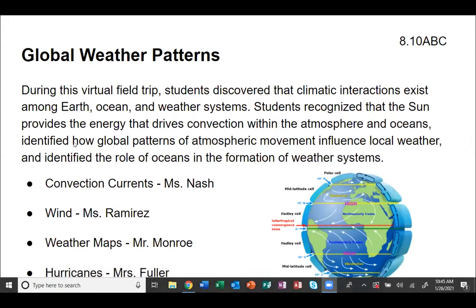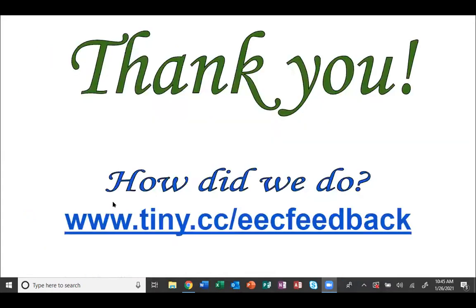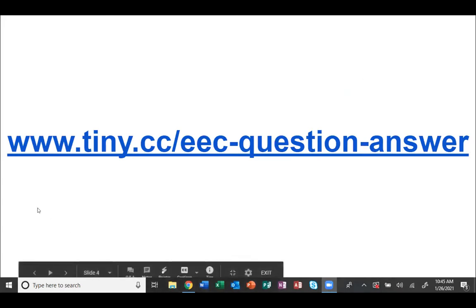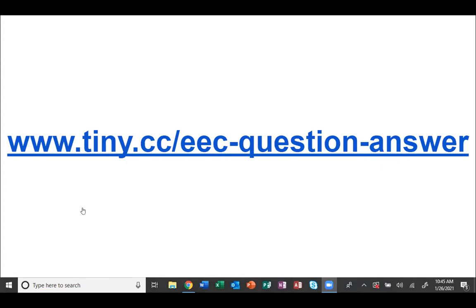During this virtual field trip, students discovered that climatic interactions exist among Earth, ocean, and weather systems. Students recognized that the sun provides the energy that drives convection within the atmosphere and oceans, identified how global patterns of atmospheric movement influence local weather, and identified the role of oceans in the formation of weather systems. Ms. Nash talked to you about convection currents. Ms. Ramirez covered winds, and Ms. Fuller covered hurricanes, and Mr. Monroe talked to you about weather maps.